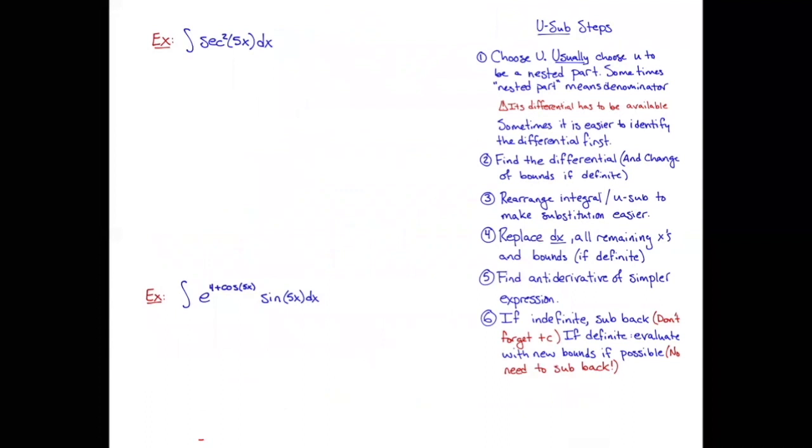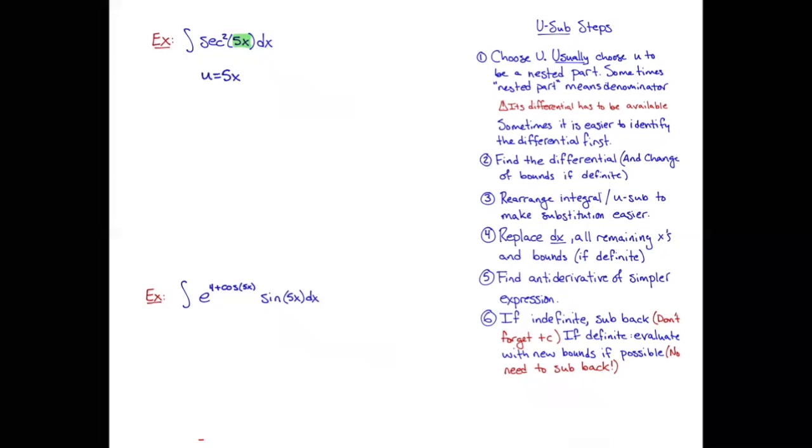So the first thing we need to do is choose u. Usually we're going to choose u to be the nested part. Sometimes that nested part means denominator. But sometimes there are other ways we're going to choose the u, and we'll talk about those shortly. Here, I'm looking for the nested part, and I find the nested part to be the 5x, and so I'm going to choose u equals 5x.